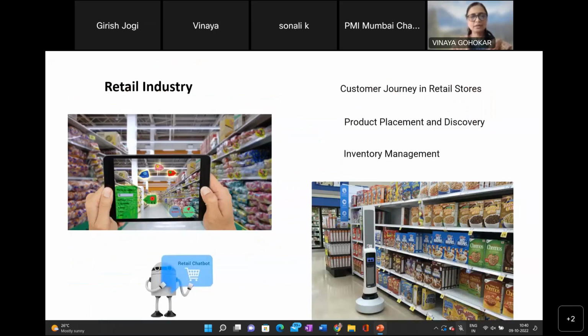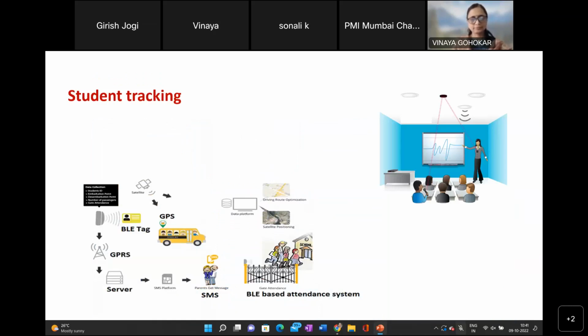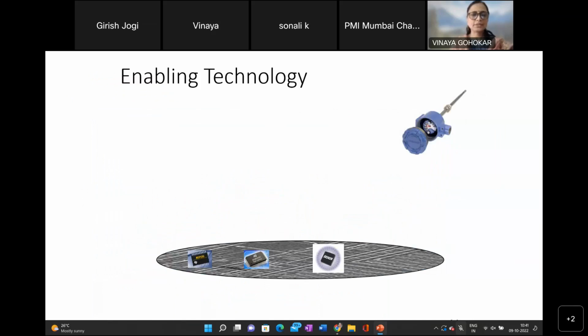Retail industry, as I said, RFID is one of the basic starting points for IoT based applications. Many of these things can be given an RFID tag, and it becomes very easy to track objects in the retail industry by use of RFID tags. Then smart grid is again one of the applications wherein a lot of scope is there for IoT. Lots of sensors are used to manage the power. Then there are BLE based or RFID based applications in tracking. And then there are applications in manufacturing.